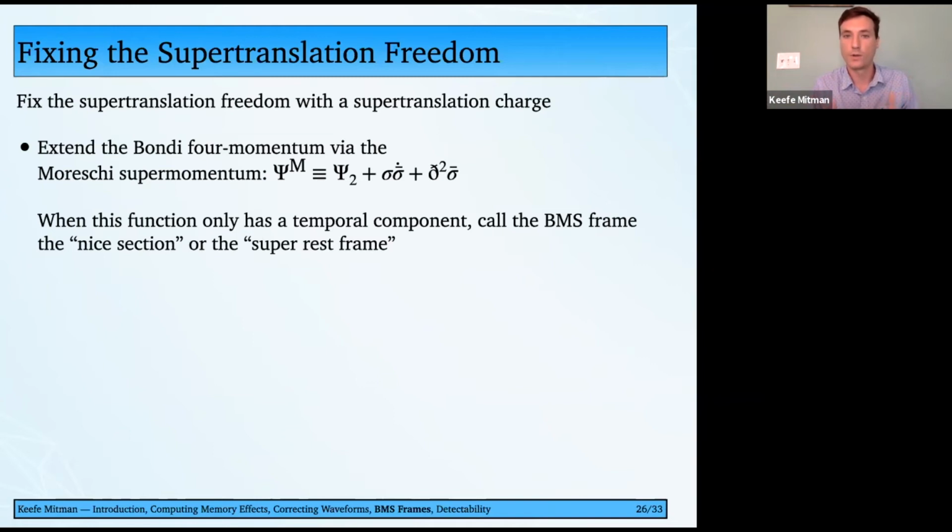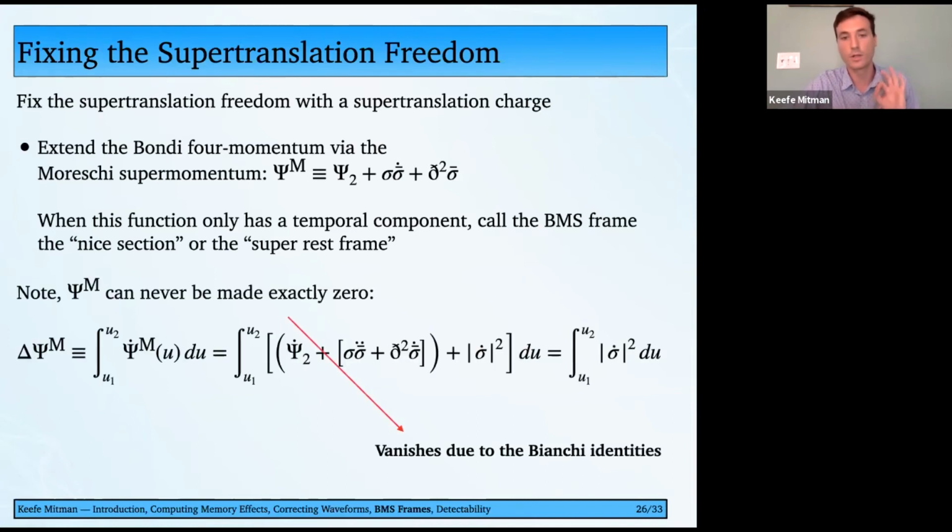We can do the same procedure, where we take this function and try to map it to 0. But one thing to note is that this Moreschi supermomentum can never be made exactly 0 due to the memory effect. If you compute the net change in this Moreschi supermomentum and take advantage of the Bianchi identities to kill off some terms, you notice that the net change in the supermomentum is exactly equal to the null memory effect. So as long as there's energy radiated from your system, and hence the memory effect, you can never make this supermomentum exactly 0 over a full range of times. You can make it 0 at a specific time, but not over an interval.